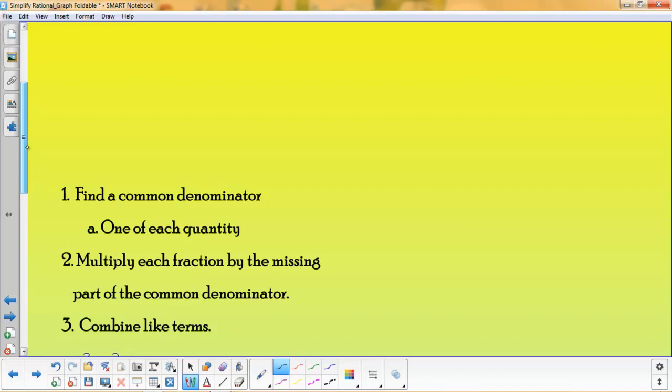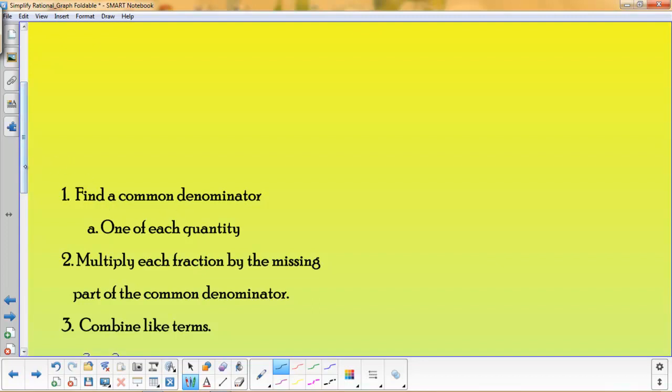Step 1 is going to be to find a common denominator. Remember, that shortcut is to find one of each quantity that is in the denominator of each of the fractions that has been given. Number 2 is to multiply each fraction by the missing part of the common denominator. And then step 3 will be to combine like terms.